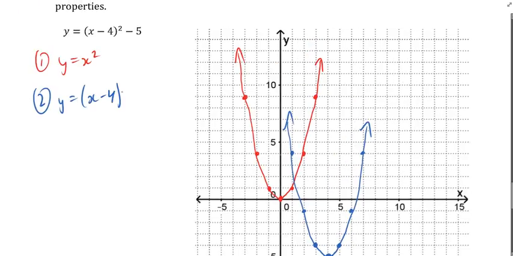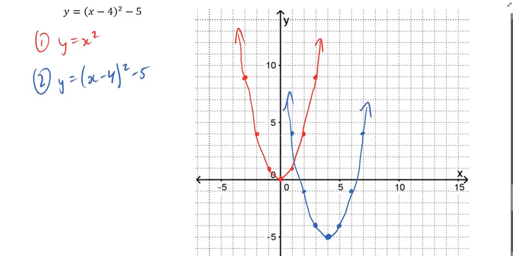(x minus 4) squared minus 5. That blue curve is what I was supposed to draw. I started with the red one so I could compare, and I moved every one of those points over 4, down 5, over 4, down 5, over 4, down 5. Right? All together. Or I thought about moving the vertex and using the growth pattern to find more.